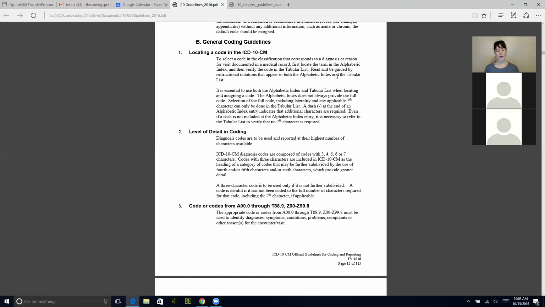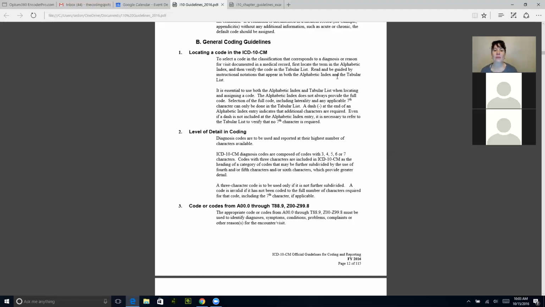And that's important because in the tabular, it's going to give you more information about that code. So whether additional codes need to be coded with it, what codes can never be coded with it, and different tips as you've seen throughout your book. So that's the simple way to look that up.